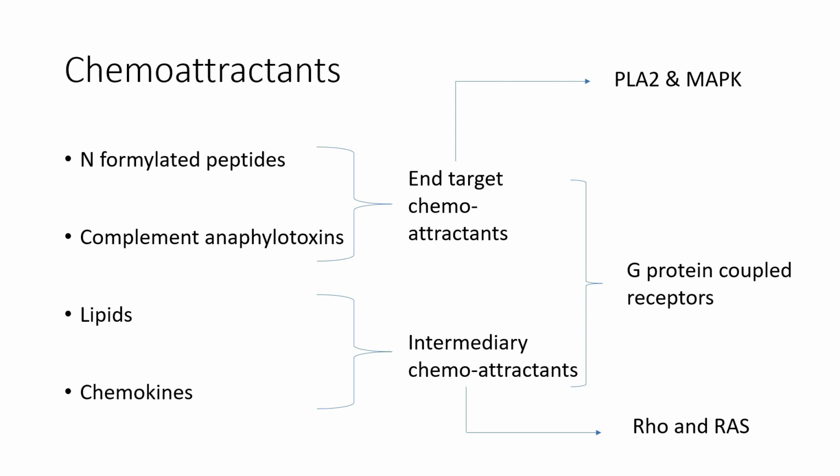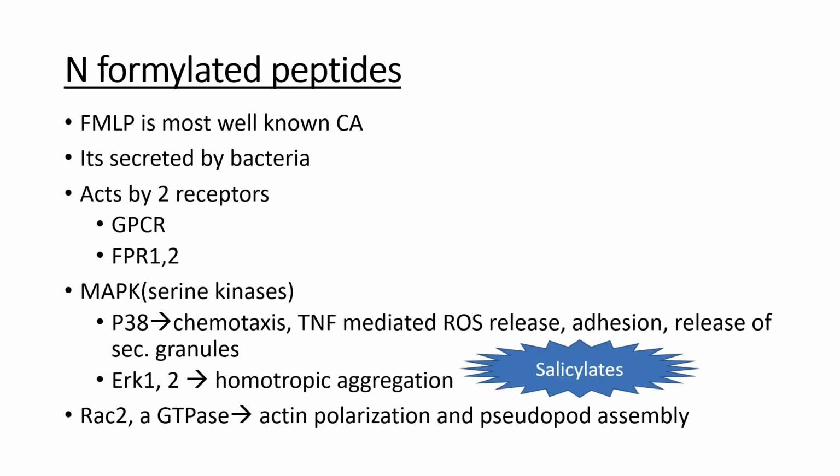Though both of them have their own signaling pathways, they activate G protein coupled receptors. End-target chemoattractants act through phospholipase 2 and p38 mitogen activated protein kinase pathways. Intermediary chemoattractants act through ROS, RHO and RAS pathways. An interesting fact is that pertussis toxin can inhibit most of the chemoattractant induced neutrophilic effects by inhibiting the G protein receptors. fMLP is the best known N-formylated peptide.